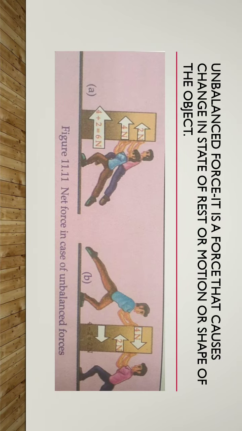First is unbalanced force. It is a force that causes change in the state of rest or motion or shape of the object. So, unbalanced force causes change in state of rest or motion or shape of an object. The object changes its shape, or it can change its state of rest or motion, if unbalanced force acts on it. And there are two cases of unbalanced force.